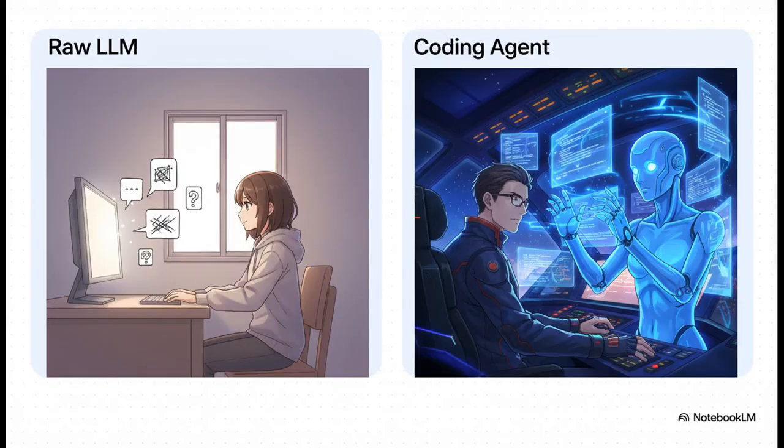And this comparison really nails the difference. On one side, you've got a raw LLM. It's basically a conversationalist. You give it text, it gives you text back. Simple. But a coding agent? That's a true partner. It has hands, it has eyes, it can dig into your files, it can run commands, and it can actually remember what you were talking about an hour ago. It's an active participant, not just a passive chatbot.